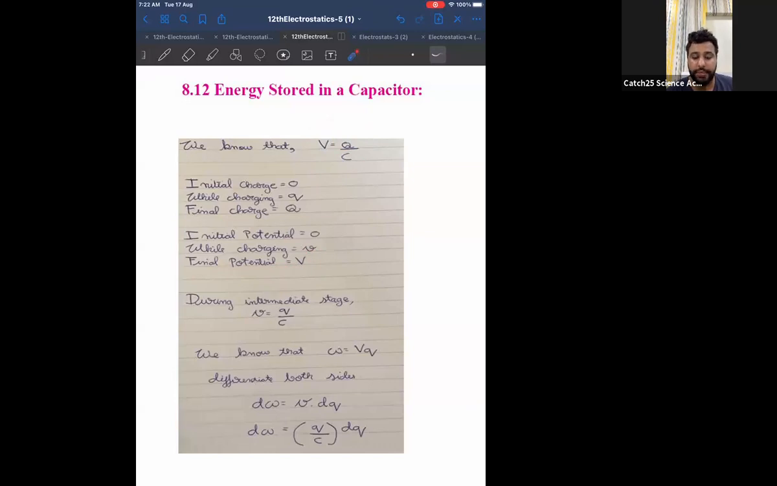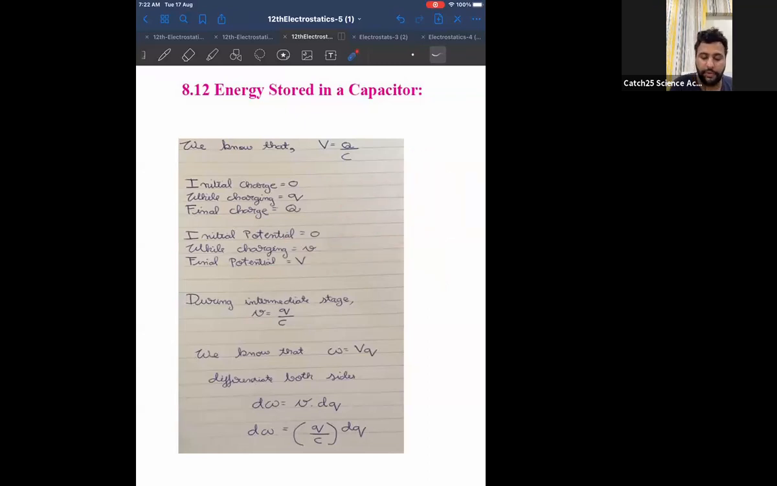Therefore, please look at the screen. This is my final formula for capacitor. And this is the formula for capacitor while it is charging. So final potential is V. While it is charging, it is small letter v. Final charge is Q. While it is charging, it is small letter q. Capacitance will remain as capacitance.